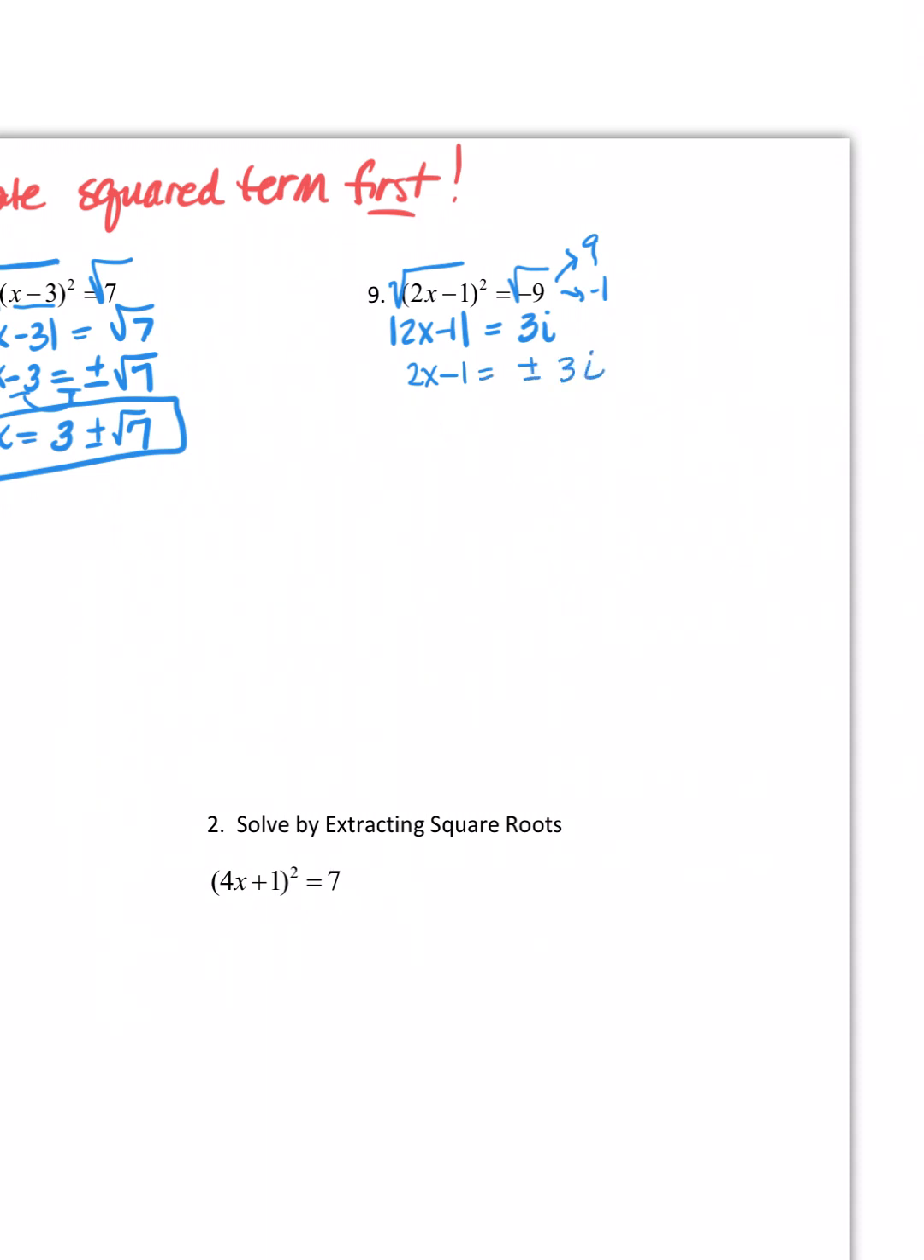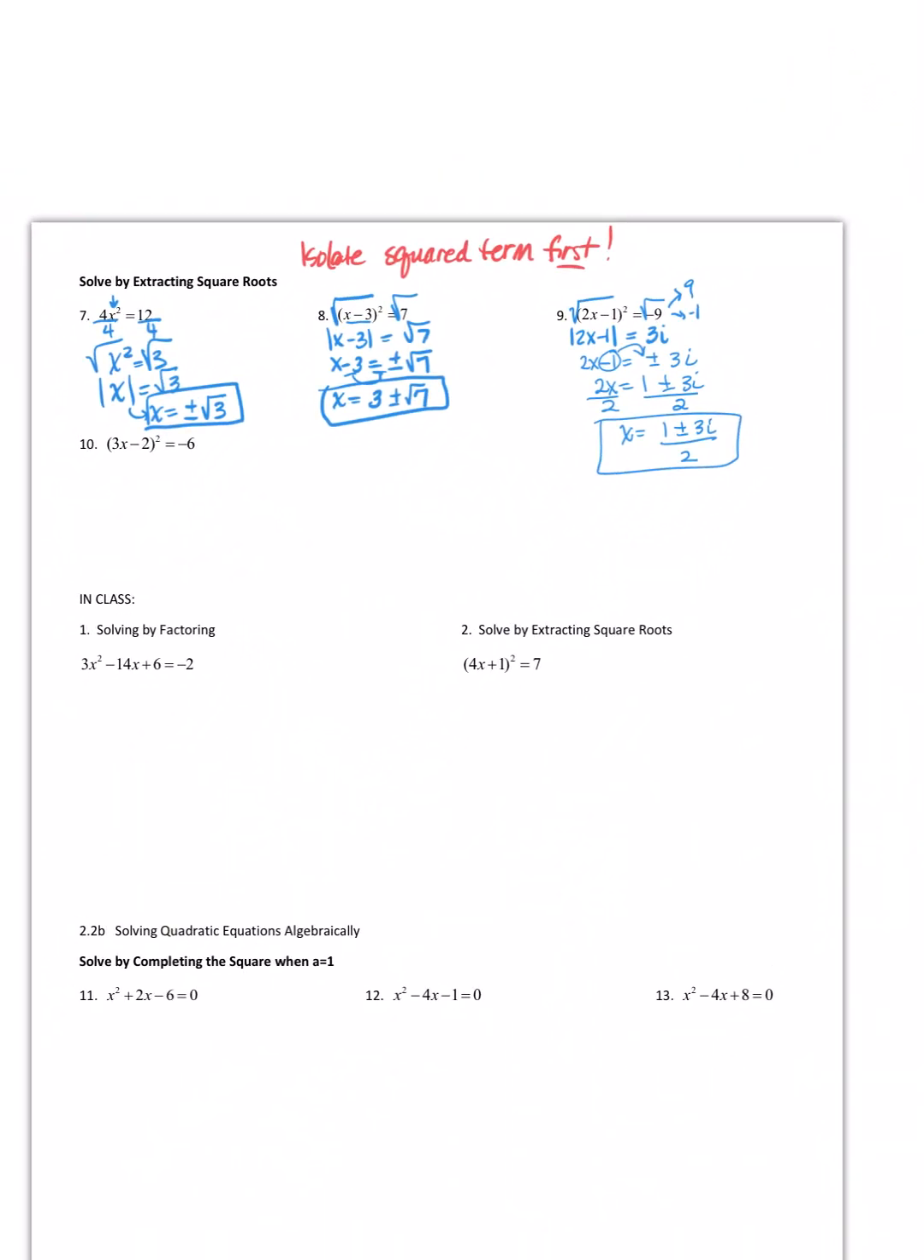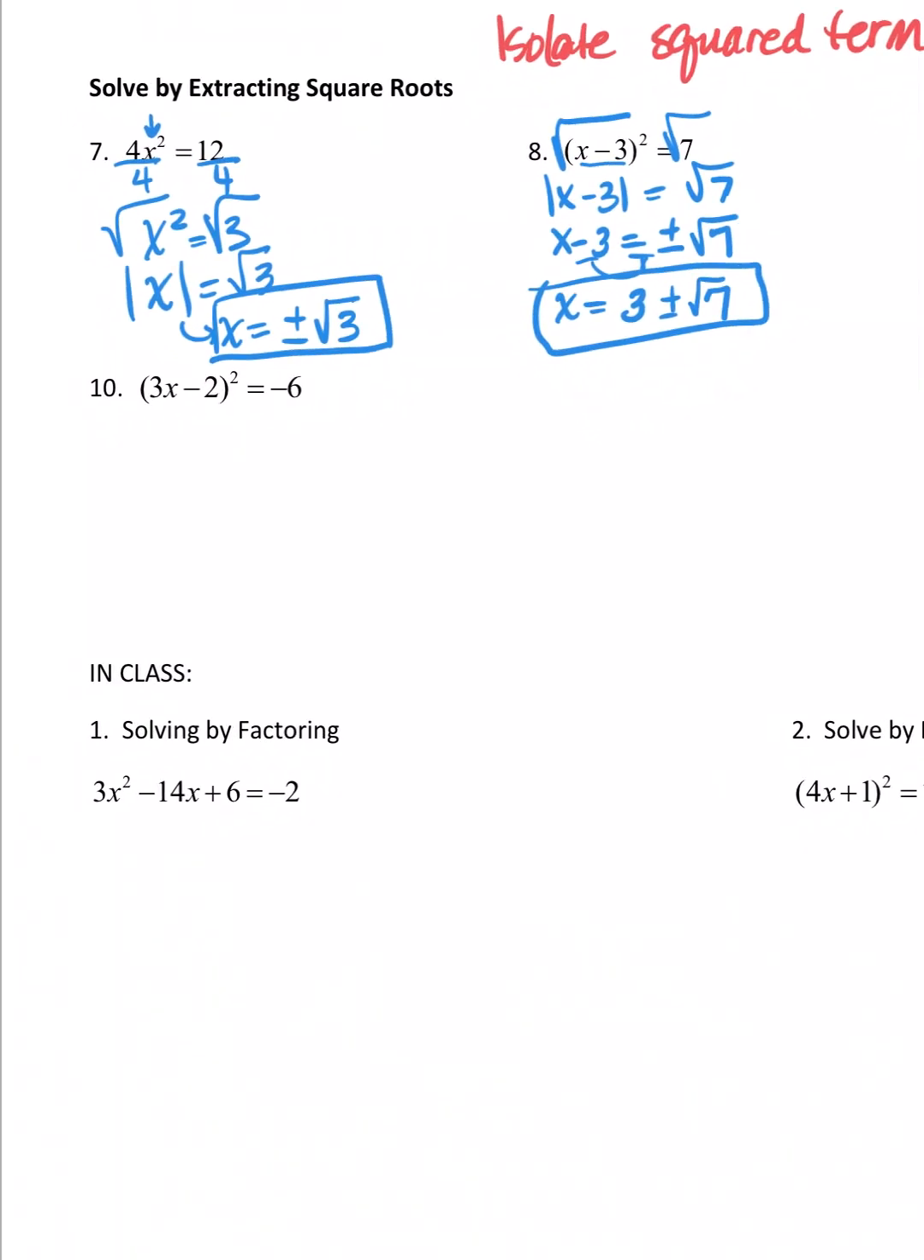All right. Now I need to solve it for x, so I'm going to add 1 to both sides. So I'll have 2x equals 1 plus or minus 3i. Remember, when we put it in standard form, the imaginary part has to sit in the back. Then I divide through by 2, and I can leave my answer just like this. x equals 1 plus or minus 3i divided by 2. And there it is. One more, and we'll be done with this lesson.